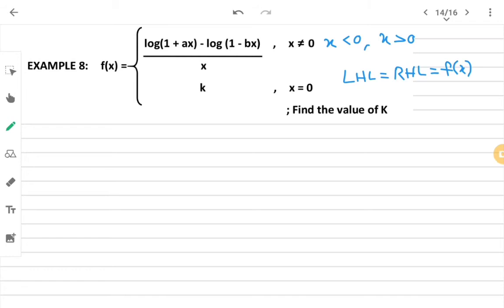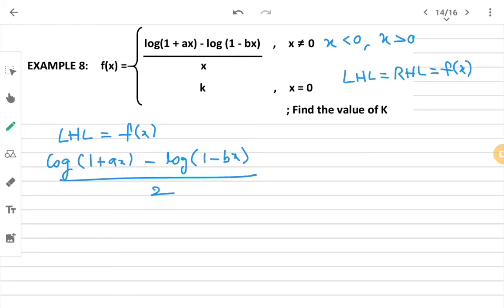And now I am going to take LHL is equal to f of x. What is the LHL here? This is the function, right? So I am going to take that function here, log of 1 plus ax minus log of 1 minus bx whole divided by x. Okay, and here it is limit x tends to 0 is equal to, what is f of 0 value? x is equal to 0. That means it shows that value is k.